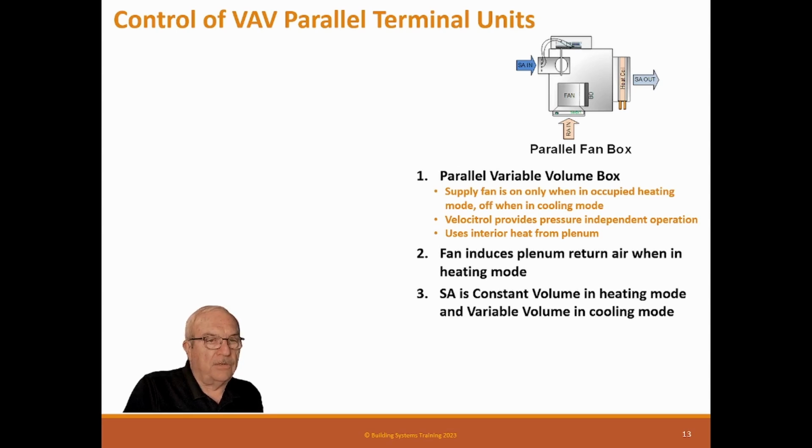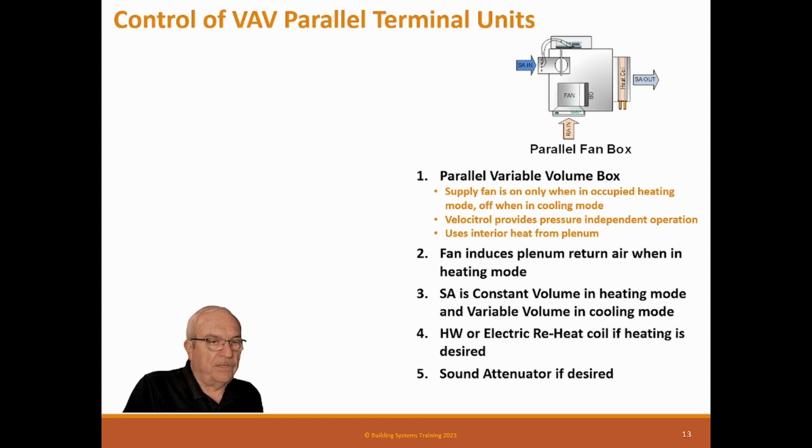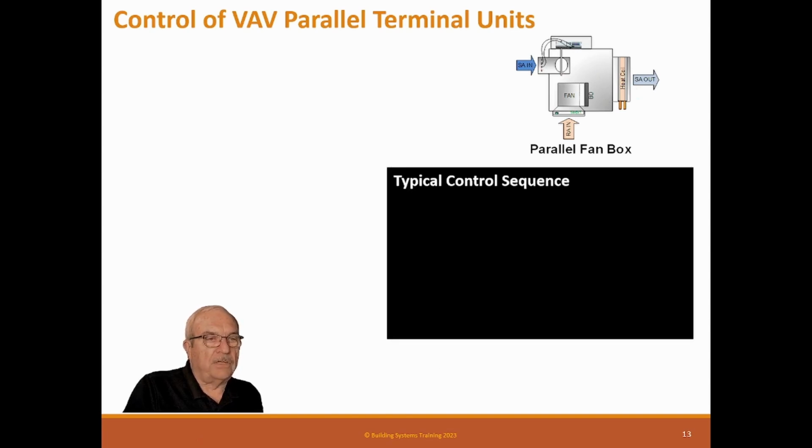Supply air is constant volume in heating mode and variable volume in cooling mode, because the fan's a constant volume device. When it's on, it's constant volume. When it's in VAV, it's variable volume. You can have an electric heater or reheat coil if you need, or a sound attenuator if desired.